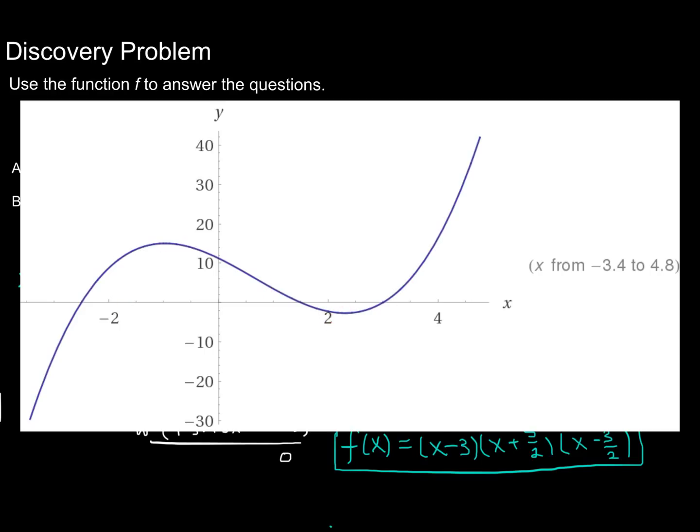And I could use my sign chart to figure that out if I needed to by plugging in a value in between negative 2.5 and 1.5, perhaps 0, and seeing that it will be positive when I plug in 0. I could plug in a value between 1.5 and 3, perhaps 2, and see that it will be negative there, and that could help me figure out what happens in between as well.